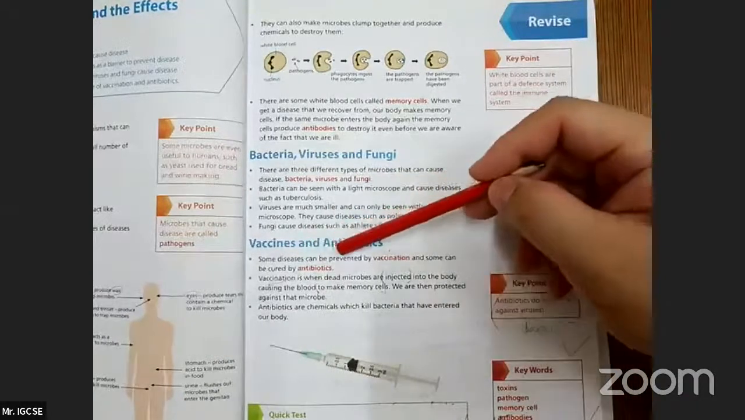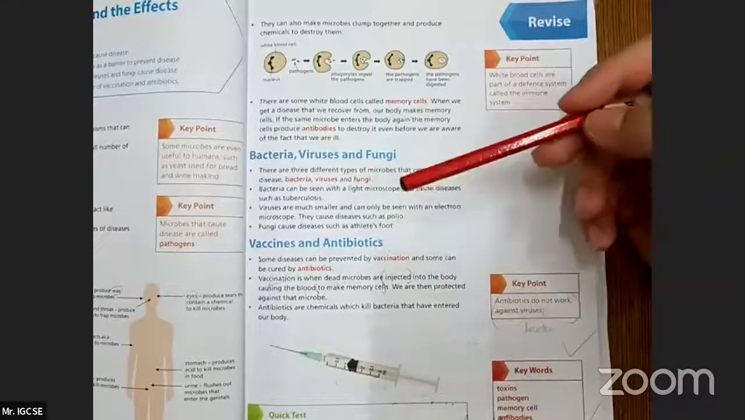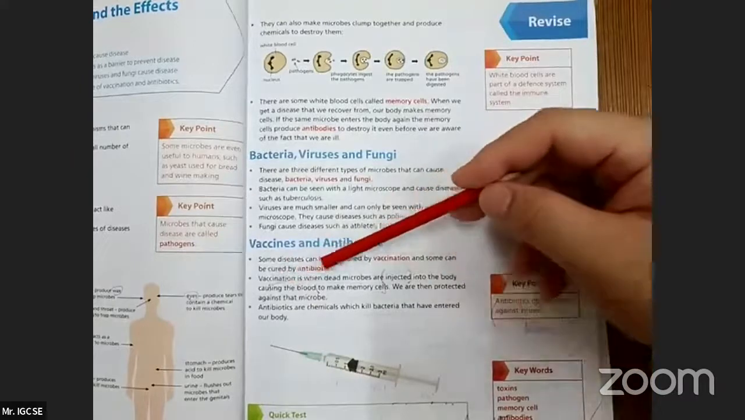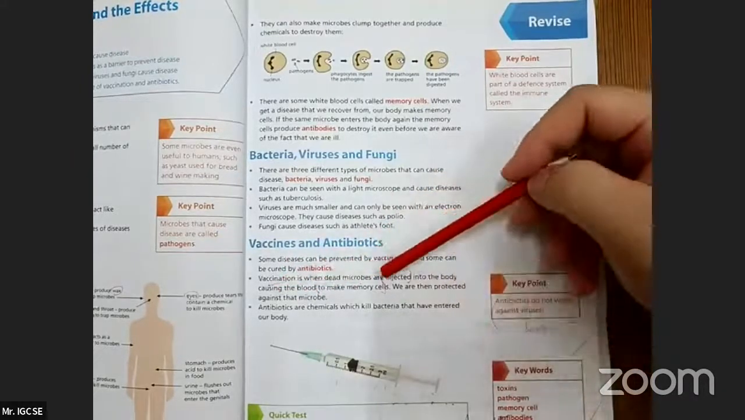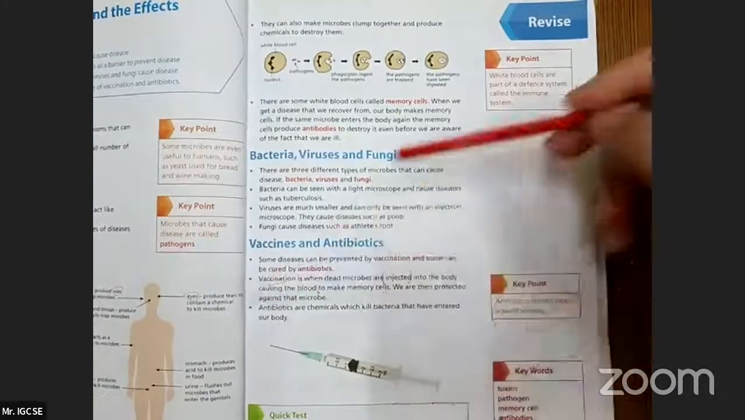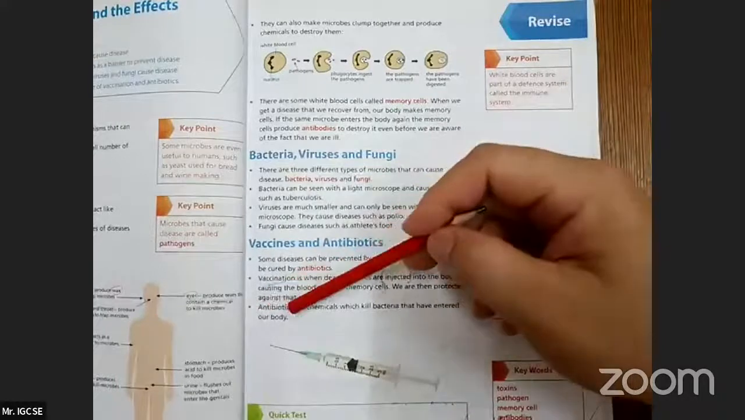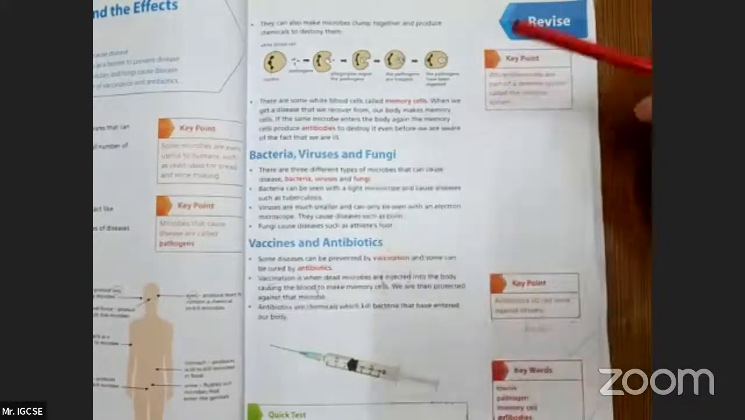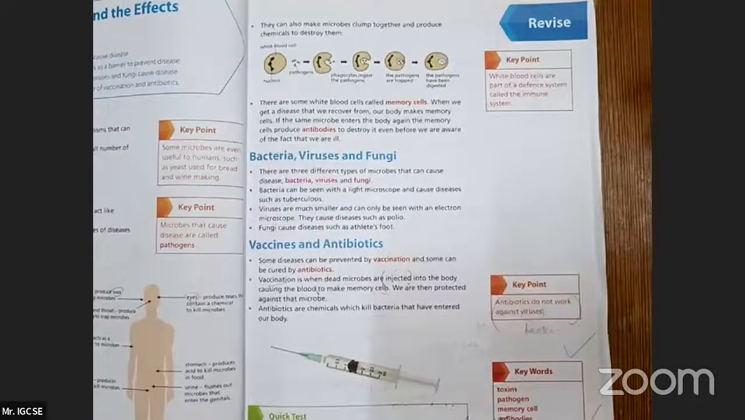Some diseases can be prevented by vaccination and some can be cured by antibiotics. Antibiotics are meant for bacteria only, not for viruses. Vaccination is where dead microbes are injected into the body, causing the blood to make memory cells. We are then protected against the microbes. Antibiotics are chemicals which kill bacteria that have entered our body. Can you hear? Antibiotics do not work against viruses.